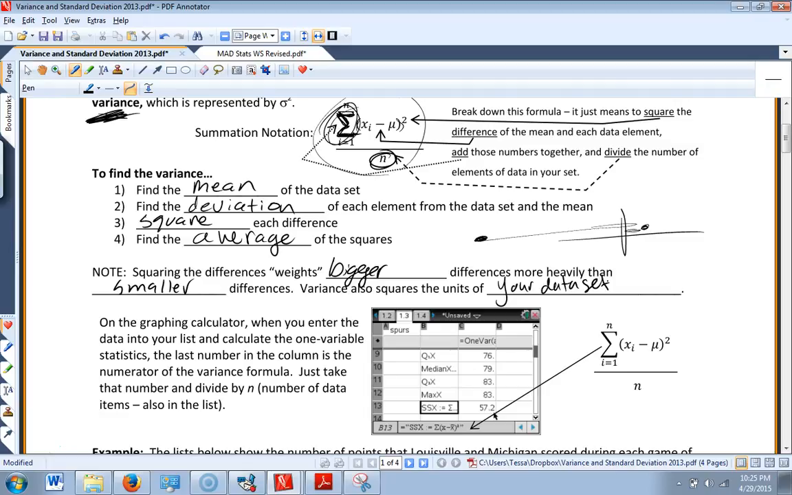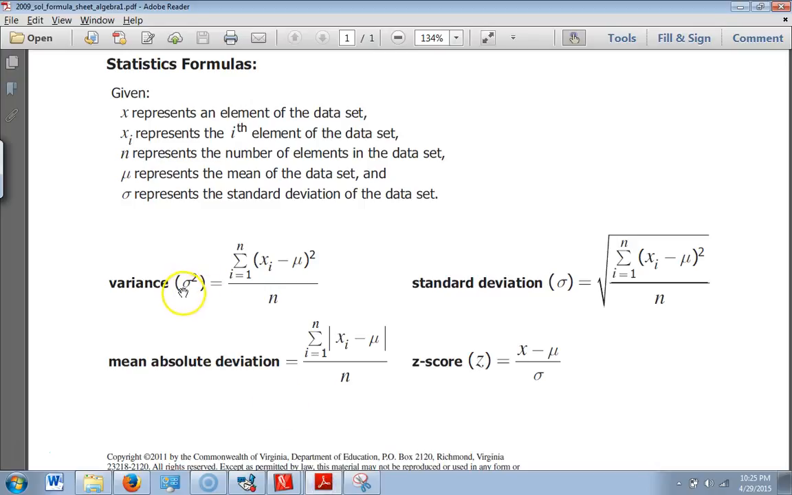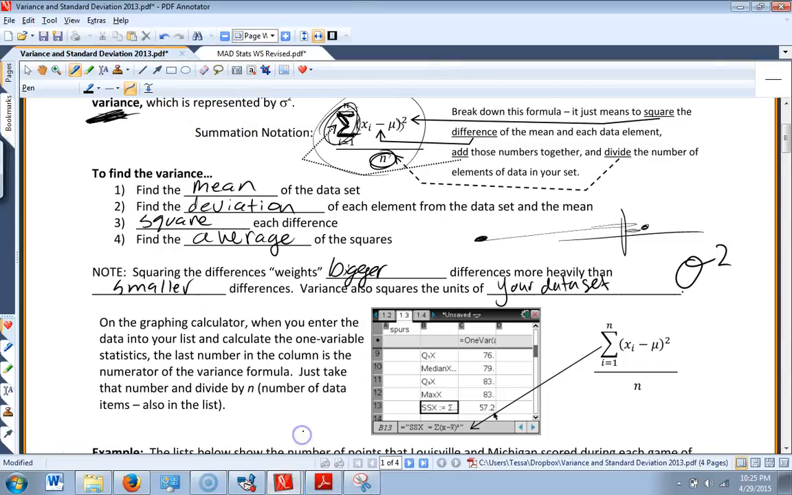And the symbol for variance, and this is very, very, very important, ready? The symbol for variance is this little squiggly guy. He's like an O with a hat on, and he's squared. You see that on your formula sheet. We have the O with the hat on, and he's squared, okay?